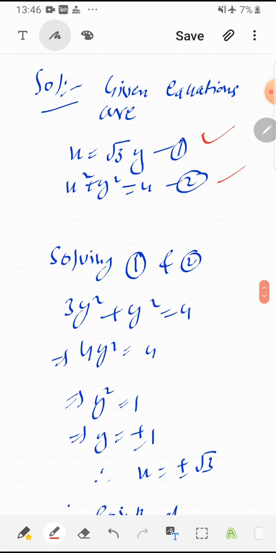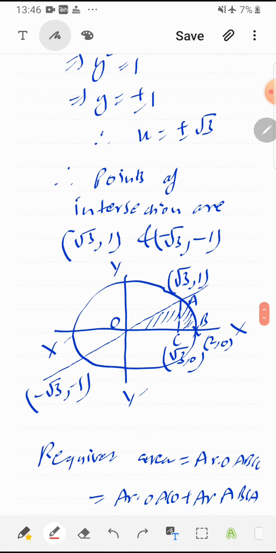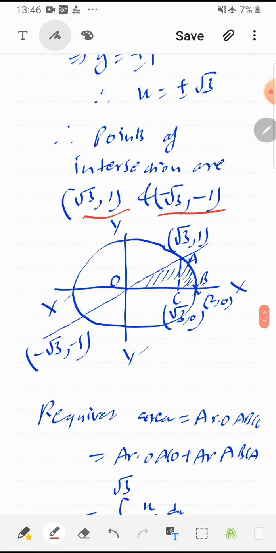Now one is linear and one is quadratic. We have solved so many times system of linear equations, but we have no proper method of solving any quadratic equation system or linear and quadratic equation system. But one method is ultimate, which is substitution. So I am putting value of x from first to second. So it is 3y square plus y square is equal to 4, or y square is equal to 1, and importantly y is equal to plus minus 1. Remember, don't forget minus 1. So when I put y in equation number 1, x is plus minus root 3. So point of intersection are root 3 comma 1 and minus root 3 comma minus 1.